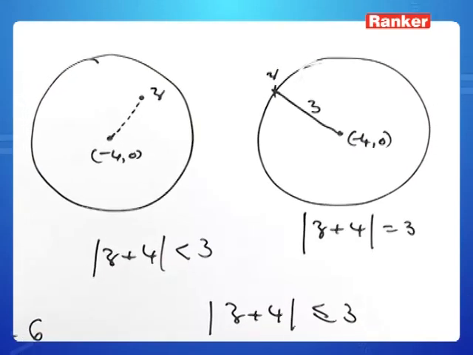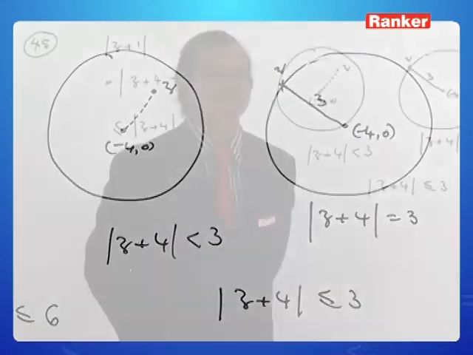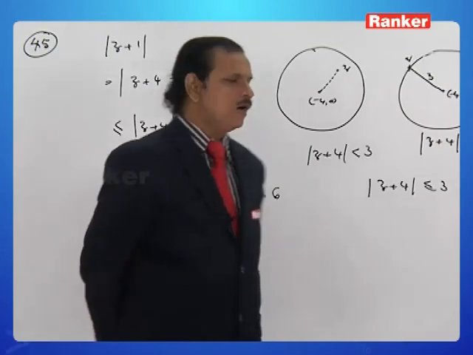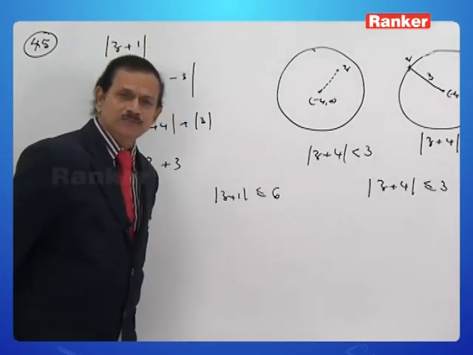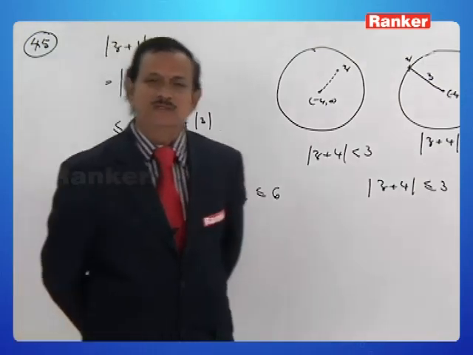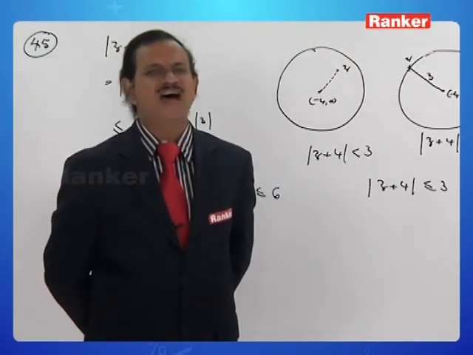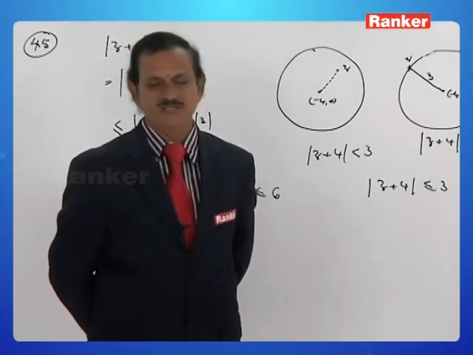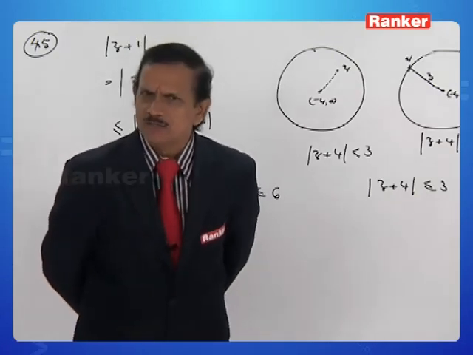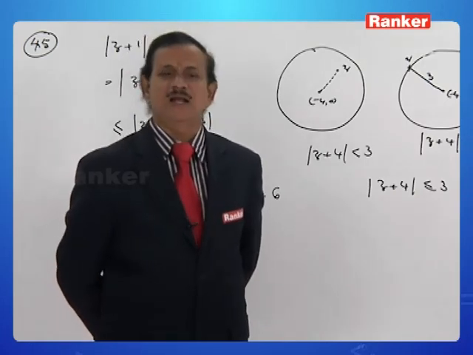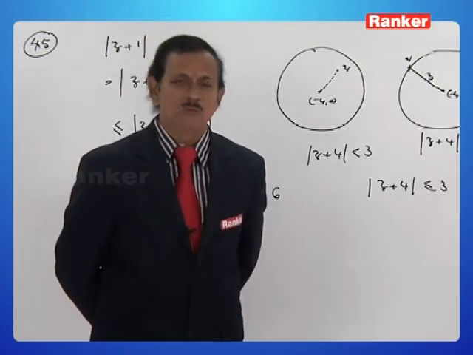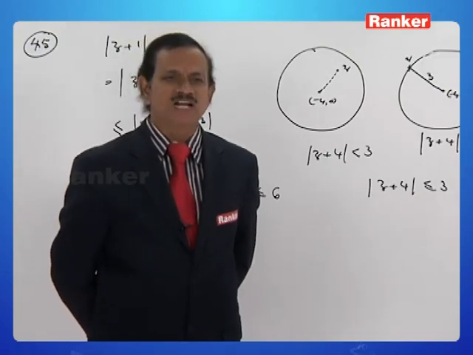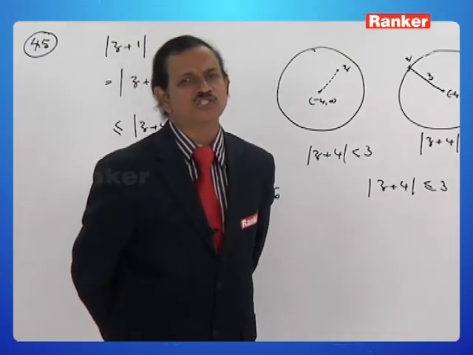Therefore, now it is on our shoulders to decide the least value or the minimum value of mod Z plus 1. Well, one thing you must notice, for any complex number, mod Z is always non-negative, isn't it? That is, mod Z is always greater than or equal to 0. Similarly, mod Z plus 1 is always greater than or equal to 0. So, one of the minimum possible values is 0.